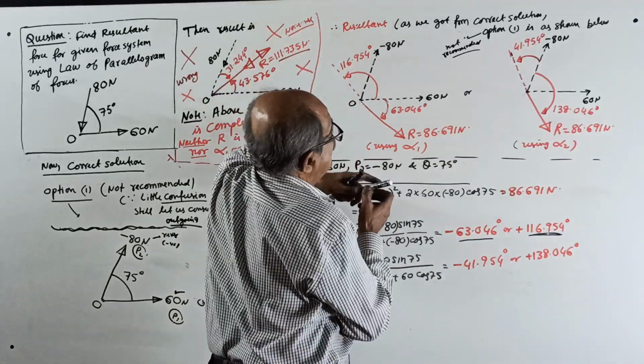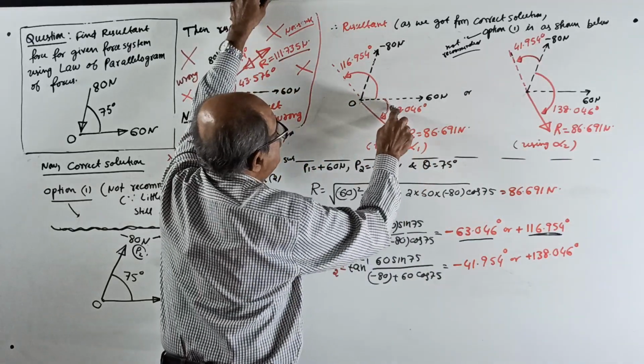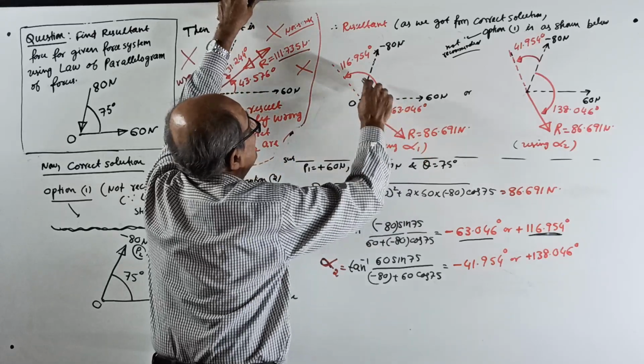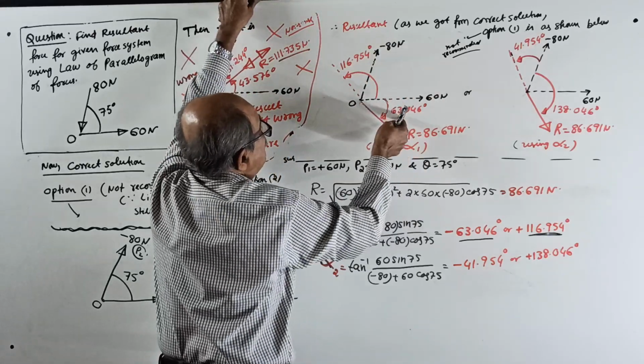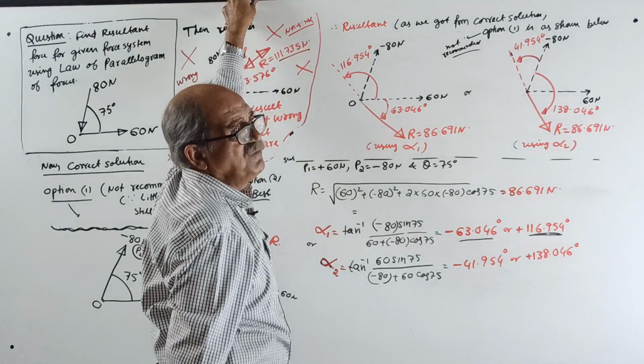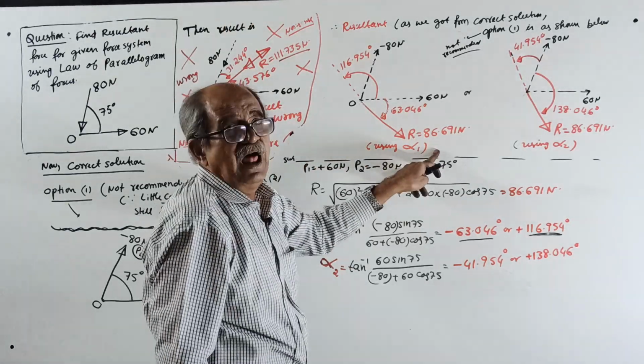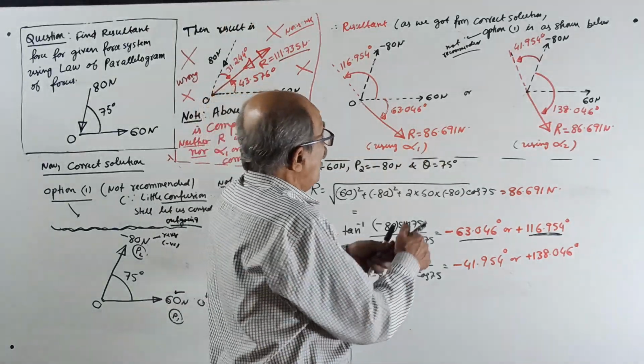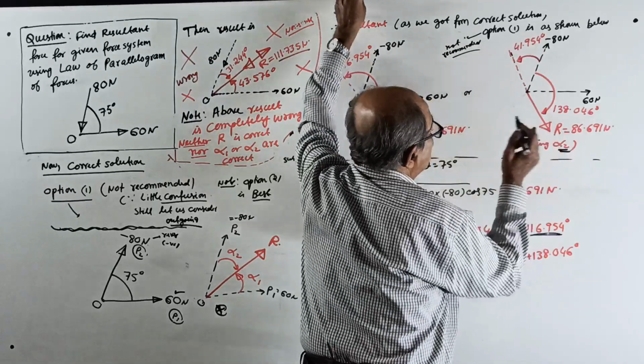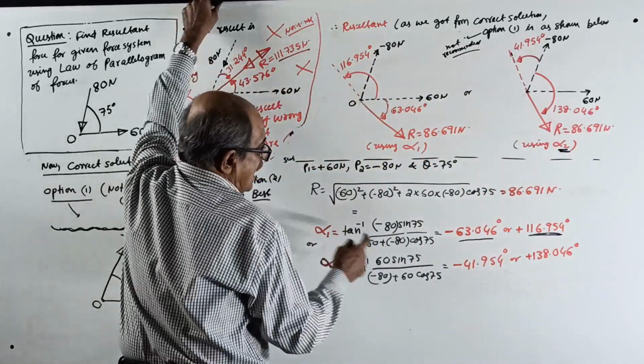Now, one minute. If this is 63.046, check the answer. Total 180, subtract, you get 116.994, correct. This is using alpha 1. Now I will use alpha 2 and mark it here. See now, once again, alpha 2.